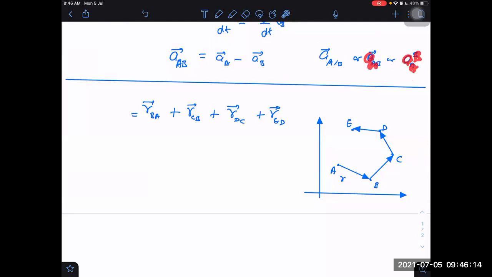It will mean acceleration of A with respect to B. It will not mean acceleration of A upon B. It will mean again acceleration of A with respect to B. But there are different notations in different books. They write it in different ways.